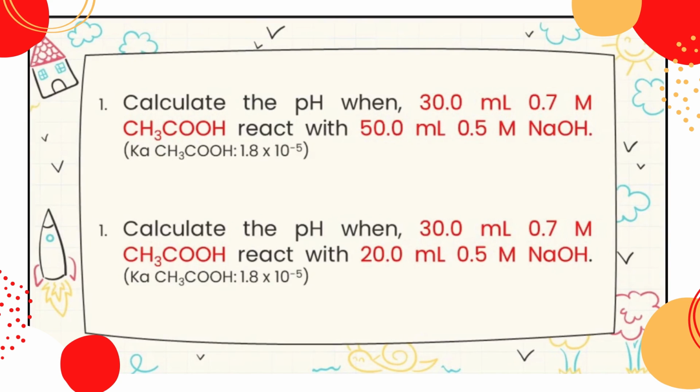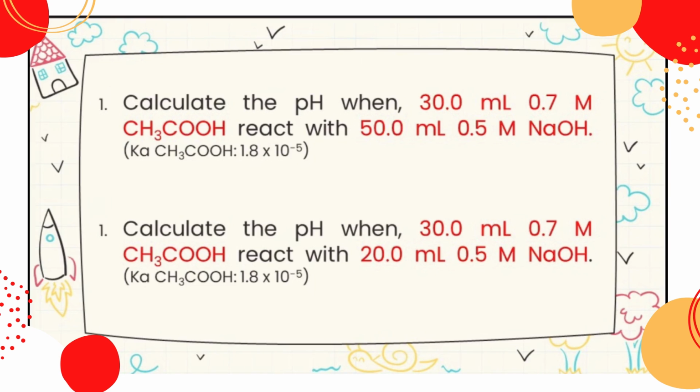So in this video we are going to calculate the pH for the reaction between acid and base. So let's read the question together. For the first question, calculate the pH when 30 ml of 0.7 molar acetic acid reacts with 50 ml of 0.5 molar sodium hydroxide. And the Ka for the acetic acid is given.